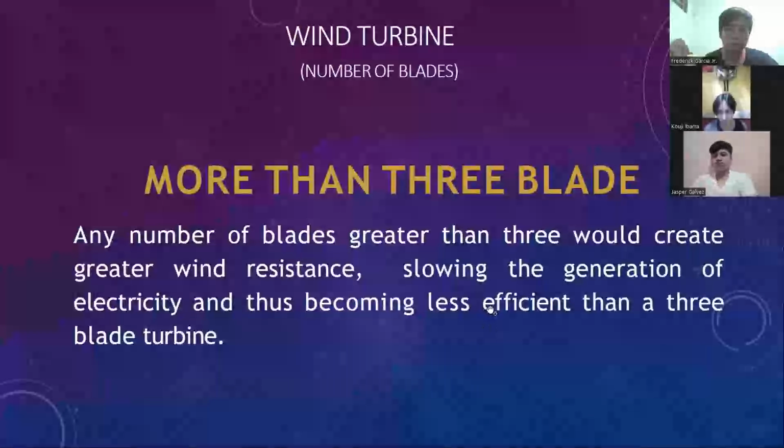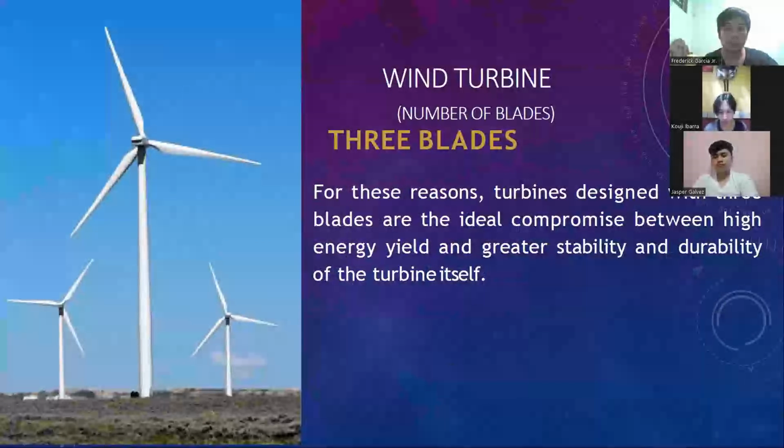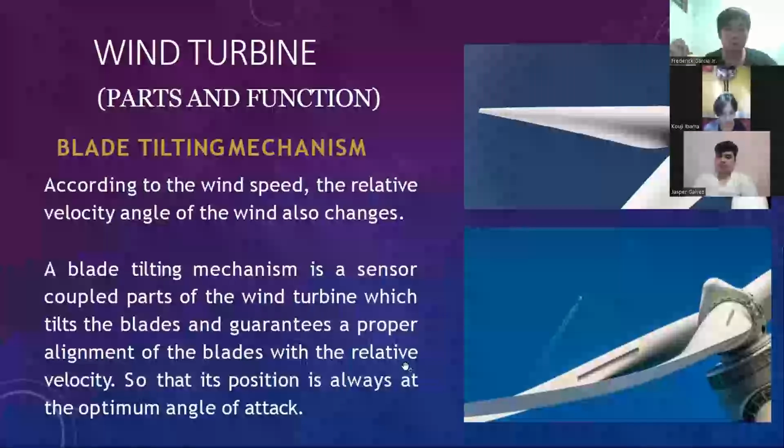Now, for more than three blades, any number of blades greater than three would create greater wind resistance, slowing the generation of electricity and thus becoming less efficient than a three-blade turbine. For these reasons, turbines designed with three blades are an ideal compromise between high energy yield and greater stability and durability of the turbine itself. Thus, three blades are used.